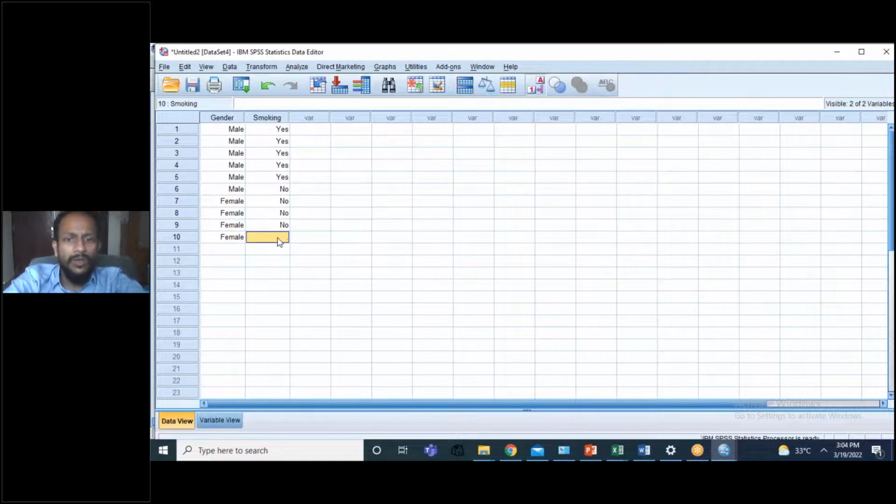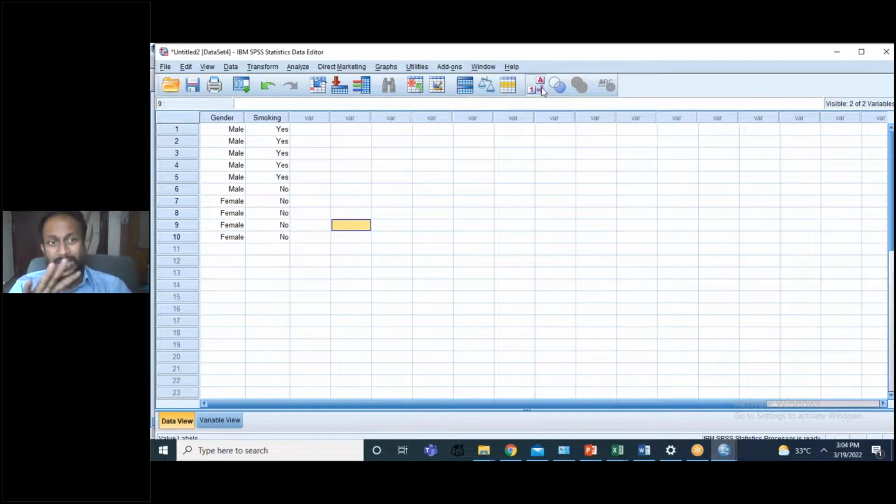I've given the coding as 1 for male and 2 for female, and 1 for yes and 0 for no. So you can change it here. Okay, it is up to us. Now from this I can also do analysis. That's what SPSS is all about.